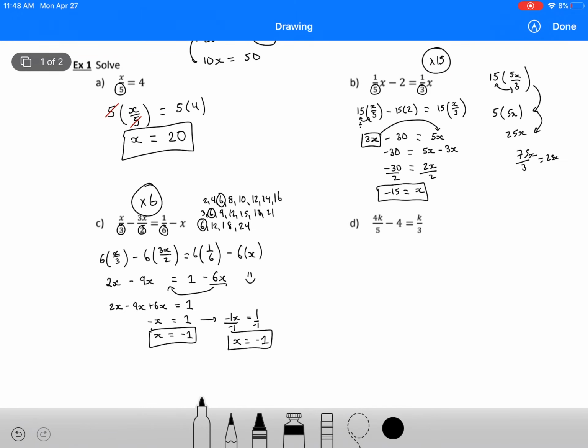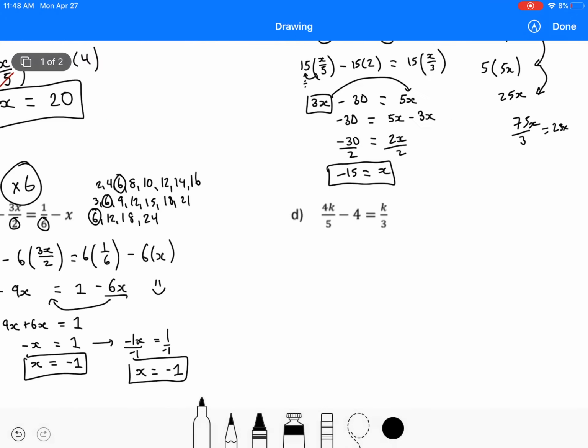All right, and now we're on to the last one. On the next page, we're going to start checking our work to make sure we're doing it right. But let's just finish up this example here so we're a little bit more comfortable with the process. So again, we're looking at the bottoms. We have a 5 and a 3 as our denominators.